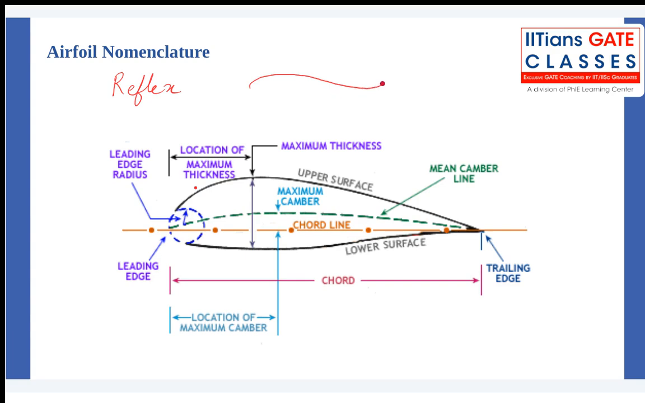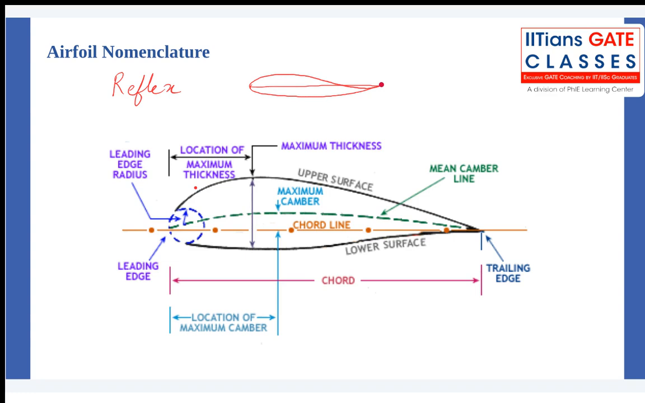During one of my sessions, an interesting definition that one of the students gave was that a reflex airfoil is one where the chord line intersects the airfoil at two locations. It intersects at the trailing edge and somewhere in the middle. So that's how that student had defined a reflexed airfoil. I thought it was very interesting.